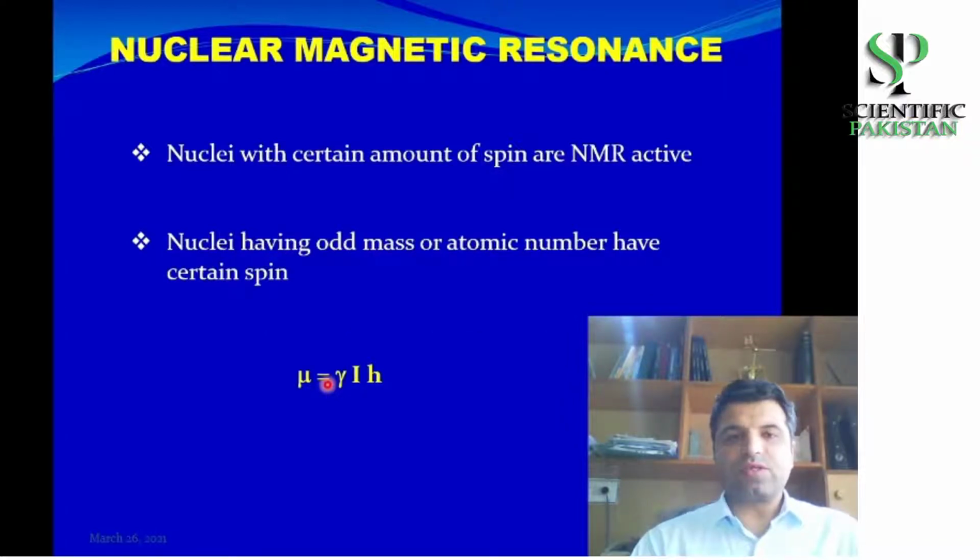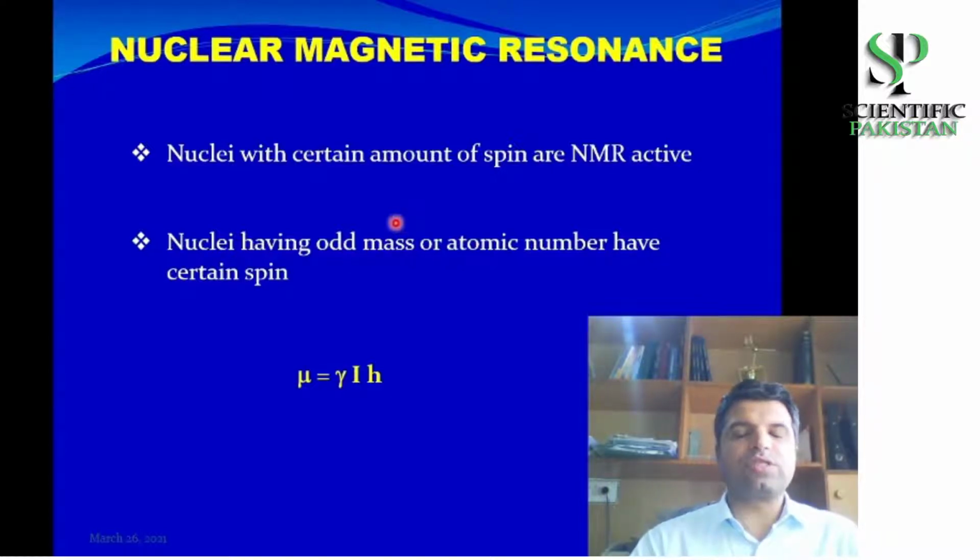Nuclear magnetic resonance spectroscopy, as we discussed in the first lecture, deals with the study of the behavior of the nuclei under the influence of an external magnetic field. But which nuclei? Only those nuclei which have a certain amount of spin are NMR active. Or you can say that we can study only those nuclei in NMR which have a certain amount of spin associated with them. Those nuclei which do not have any spin will be NMR inactive, or in other words, we cannot study their behavior in NMR or under the influence of an external magnetic field.